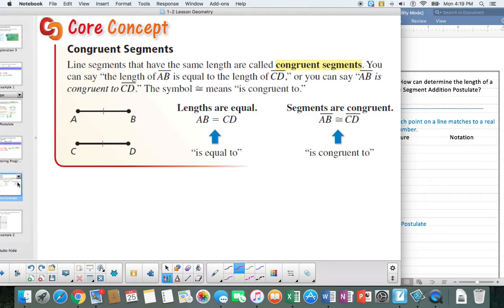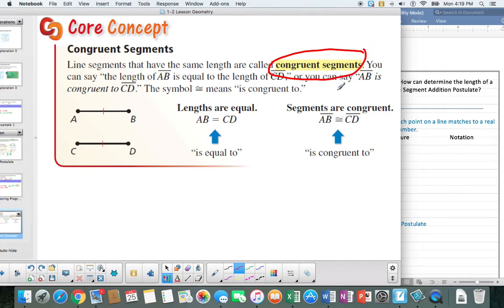Congruent segments. This is our next vocabulary word. Congruent segments are segments that have the same length. So please copy down this picture in your notes. Notice the tick marks. These little tick marks indicate that this segment is the same length as that one.